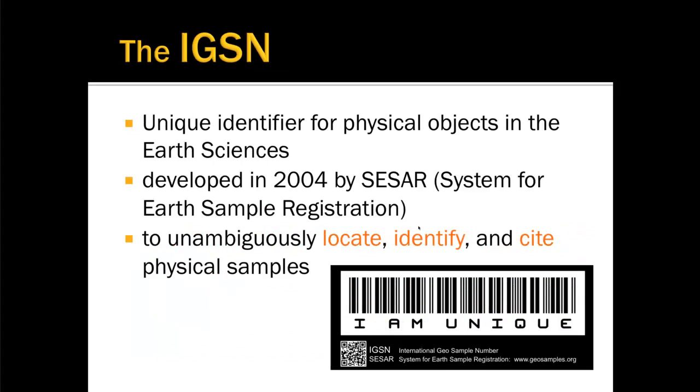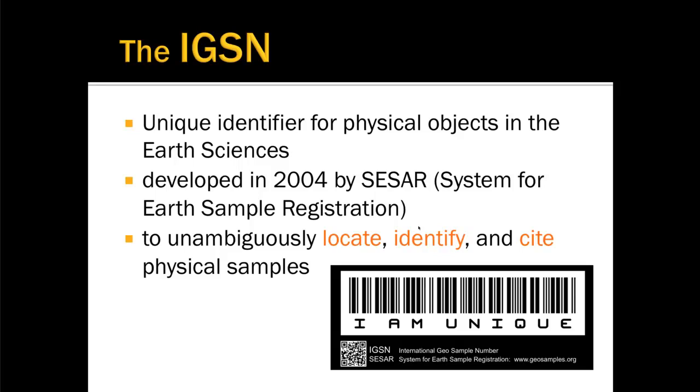So the IGSN, in its definition, is a unique identifier for physical objects collected from our natural environment, and with a particular emphasis on the earth sciences for now. It is actually structured in a way that it could be applied to other disciplines, to other physical objects as well. We started the development in 2004 with a grant from the National Science Foundation, and the further development and operation of the system for earth sample registration so far has always been funded by the National Science Foundation.